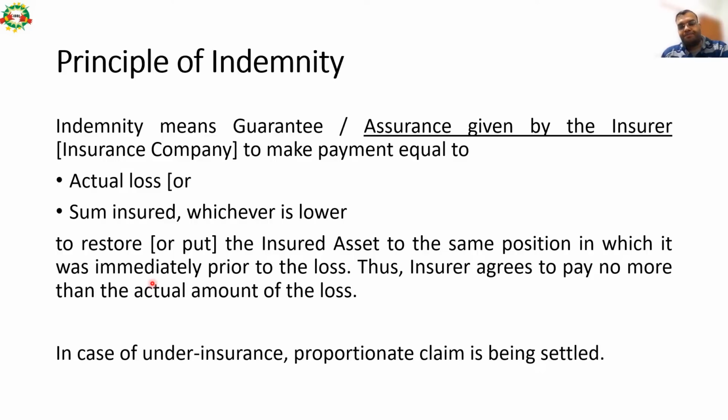So basically, it is a guarantee given by the insurance company that it will make good the loss, actual loss or sum insured, whichever is lower, to restore the insured asset to the same position it was in just prior to the loss. So this is the principle of indemnity. In case of underinsurance, a proportionate claim is settled.